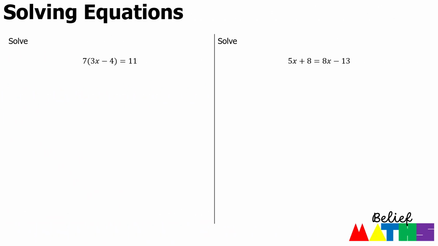Solving equations. Remember, solve just means figure out the value of the variable or the unknown. In these cases, I've used x. So we have to figure out the value of x. If we expand our brackets, we get 21x minus 28 is equal to 11. Then we add 28 to both sides. You get 21x is equal to 39. And then we divide both sides by 21, and we get x equals 39 over 21.